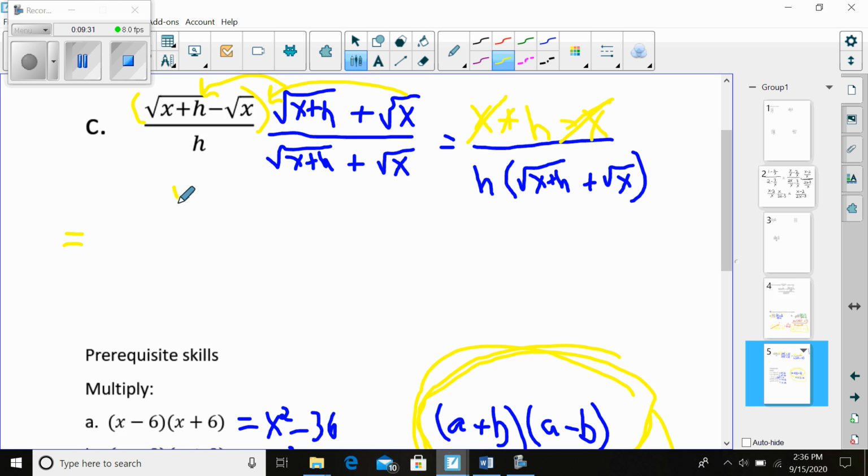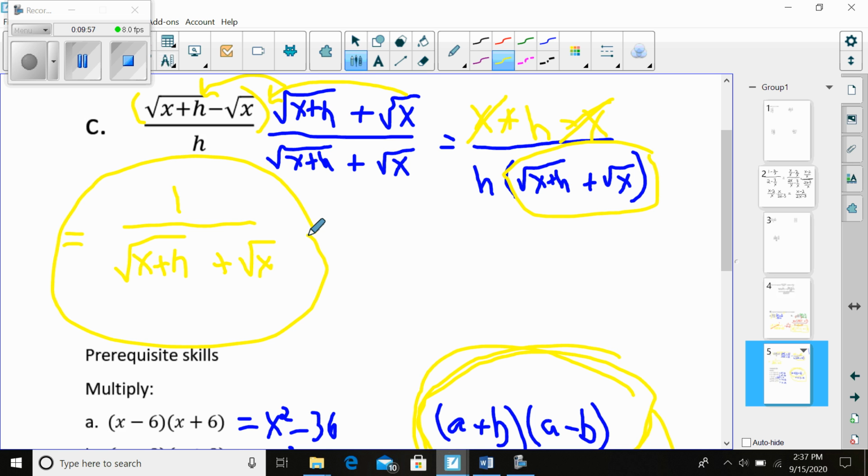Sometimes I see students doing problems like this, and they just cross out the h's, and then they circle this as their answer, right? Well, this is in the denominator, right? Don't forget about our upstairs, downstairs concept. Okay, so my final answer is here. And that's it.